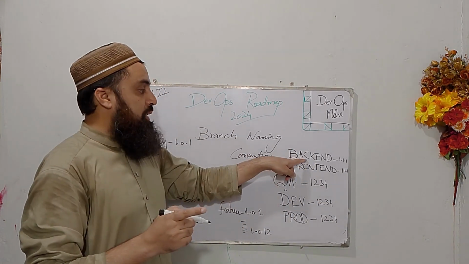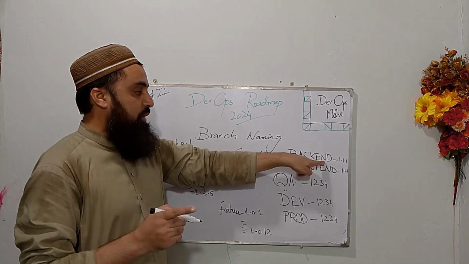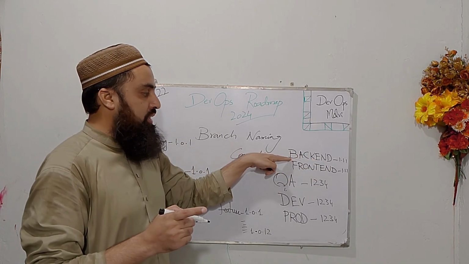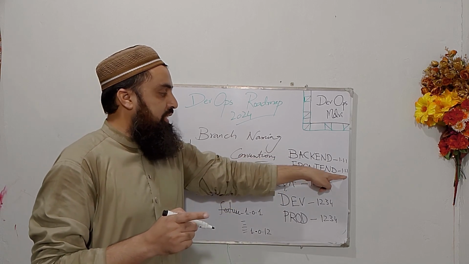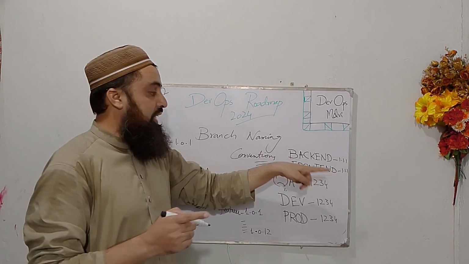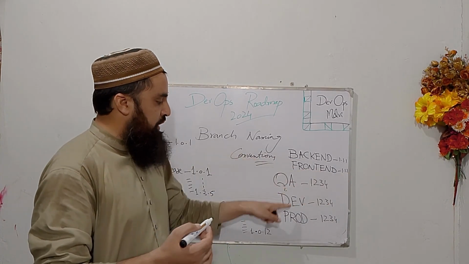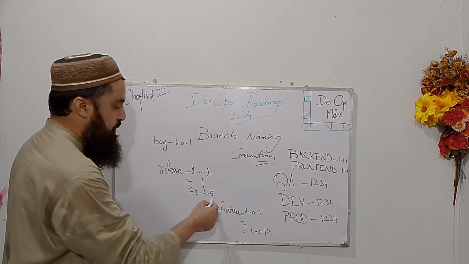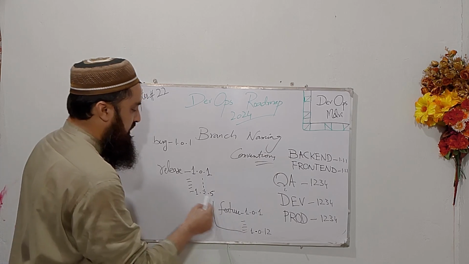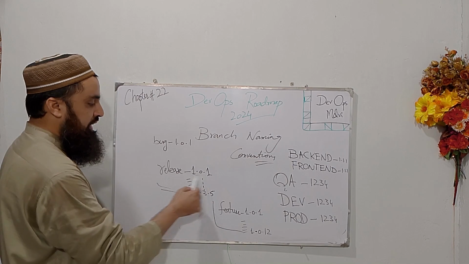And the backend team was creating branches like this. I mean, that was their naming convention. And for the front end team, the branch names started with front end, and then the branch number. And for QA, dev, prod, and also there were branches for features. For final releases they were using release.